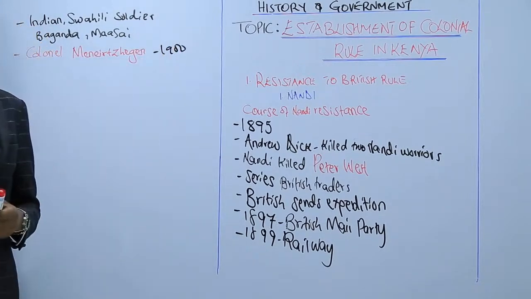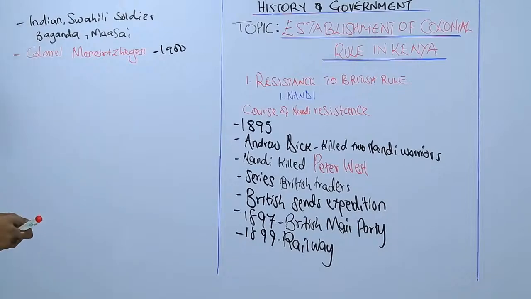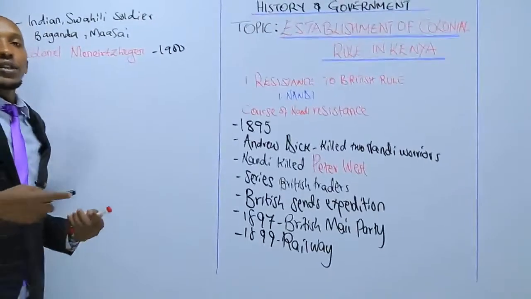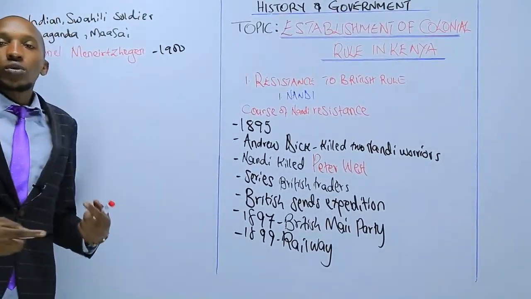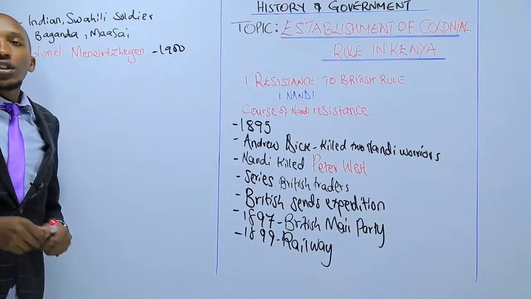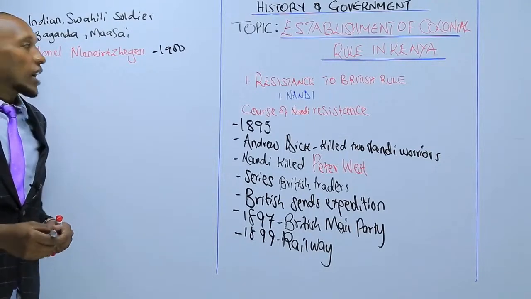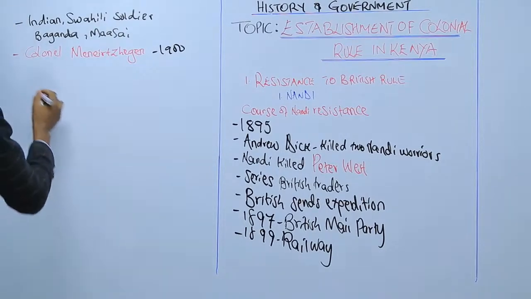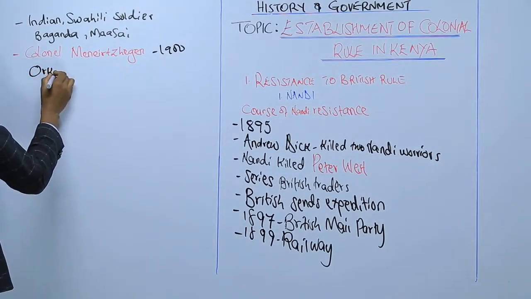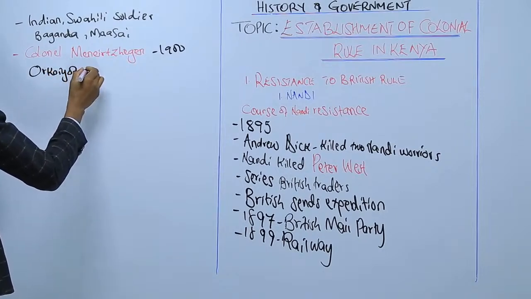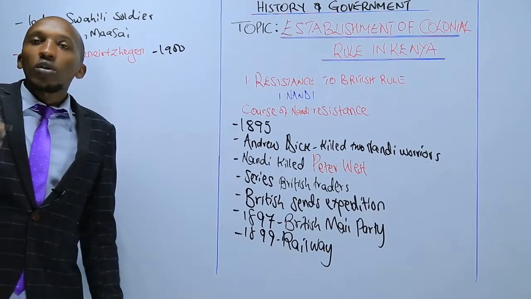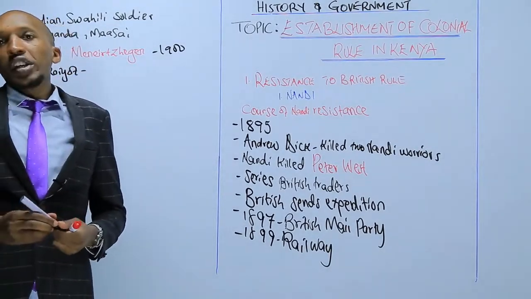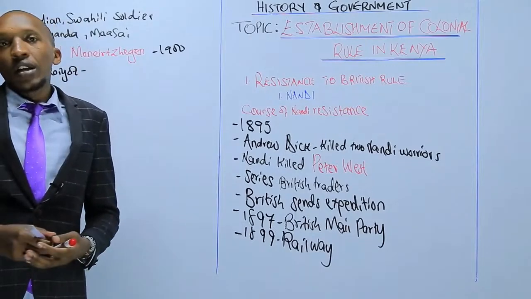So when this man came, he discovered why the Nandi were fighting so furiously, and why every expedition that had been brought against the Nandi was being defeated. He discovered that the strength of the Nandi was based on the Orkoiyot, who was the religious leader, the overall leader of the Nandi. He was the chief strategist of the Nandi community. He was the source of the strength of the Nandi.